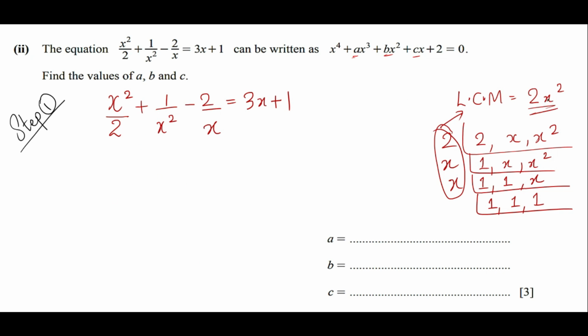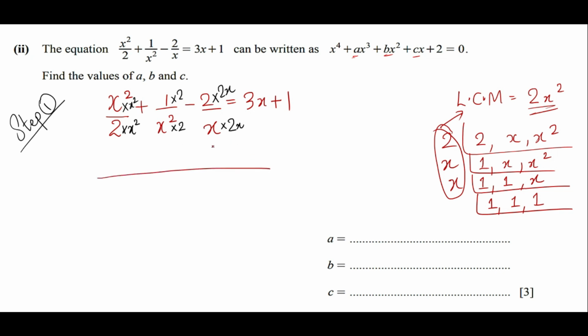I have 2 here. I need an x squared, so I'll multiply x squared in the numerator and denominator here. In the second fraction, I have x squared. What I need is a 2, so I'll multiply with 2 in the numerator and denominator. I have x, so the remaining that I need is a 2x, so I'll multiply with 2x, so that I get 2x squared as the denominator.